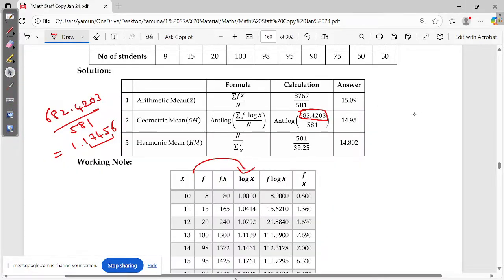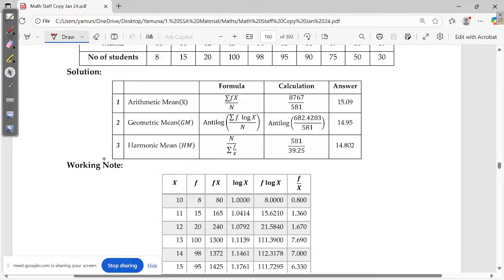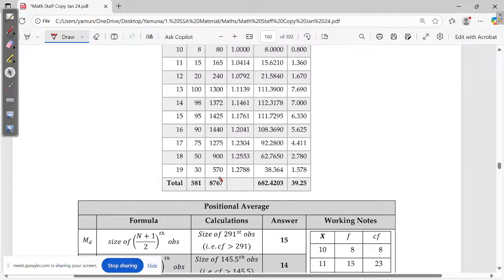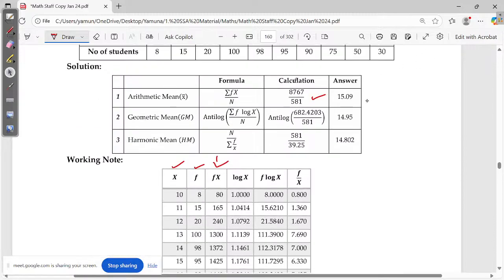So what you did over here for arithmetic mean, you just directly multiplied f and x, right? So summation fx by n. You directly multiply f and x, then take the summation. So we have f, we have x, then one column is taken for f into x, where you add all the values. It's 8767 divided by 581. I request you to round off to 2 decimal places. So 15.09. You got it?